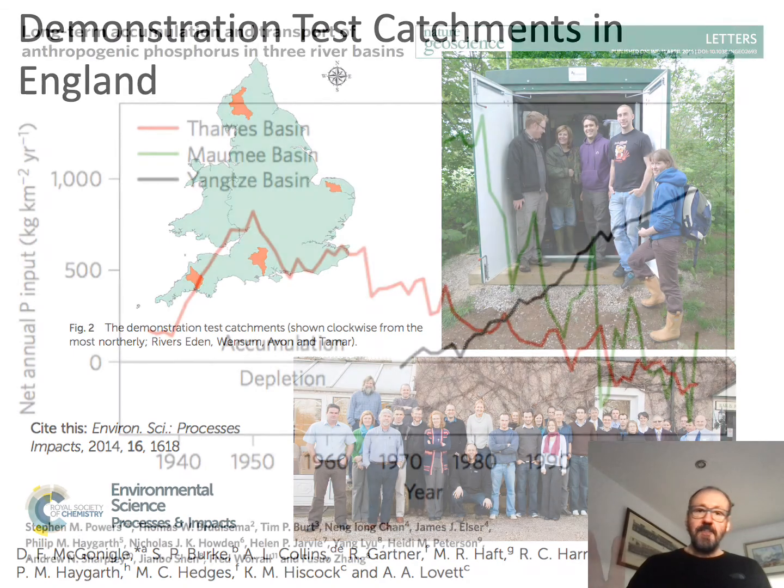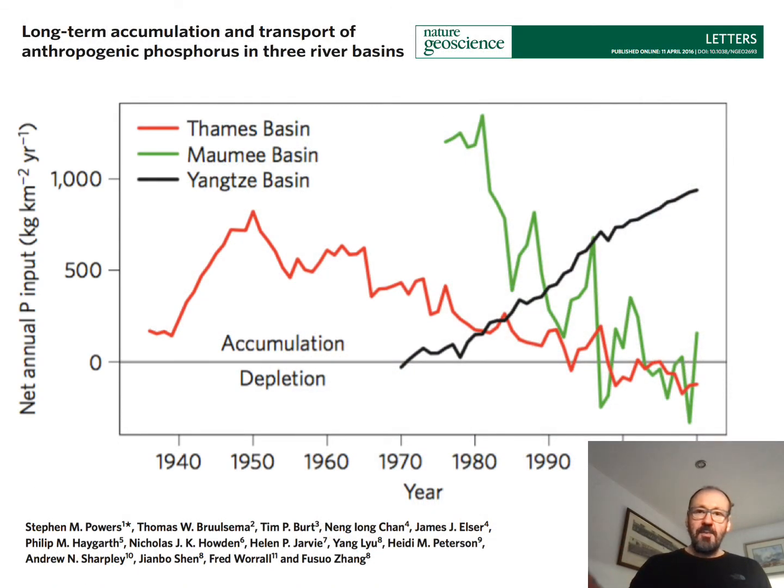I'm going to come back to the Eden and the demonstration work, but I also wanted to highlight this other paper which we published not too long ago. Steve Powers led the paper, a really nice study where we compared 3 world rivers. The River Thames in blue, in red, that's the long-term time record from the 1940s up to the present day. And what we showed is that over the years we managed to clean up the phosphorus emissions to the River Thames through mostly sewage cleanup, actually, not necessarily cleaning up the agriculture.